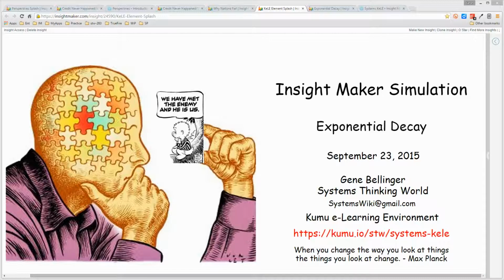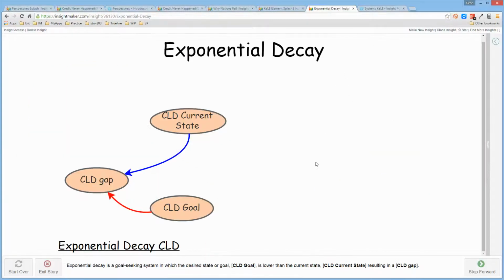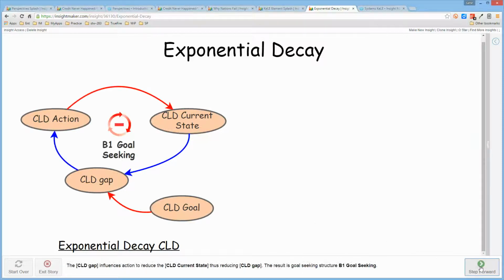This is a particular situation wherein the goal is actually less than the current state of something, and as a result of that the difference between them creates a gap, wherein the gap is the impetus for action, resulting in a decline in the current state, moving it toward the goal.